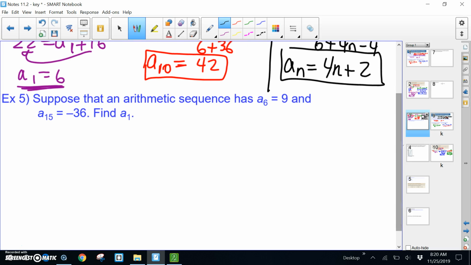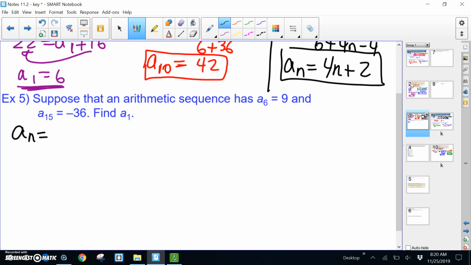Number 5, suppose that an arithmetic sequence has A6 equal 9 and A15 equal negative 36. Find A1. Okay, so it's a little bit harder to find D, I guess, because you don't have consecutive terms. You have A6 and you have A15. But we can go back to our formula again, and we can use that in a different way.